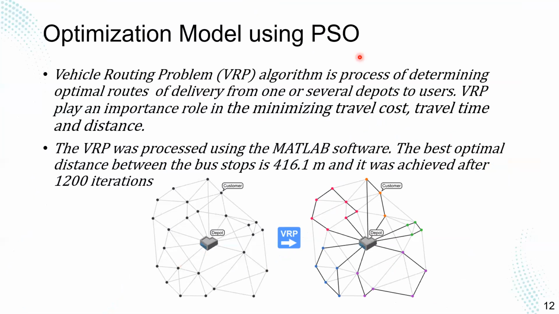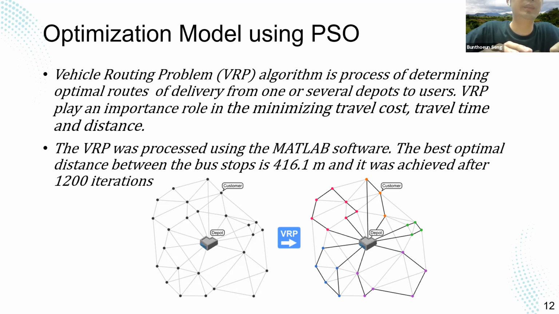So now I would like to start with the PSO. One sub-algorithm of PSO was used in this case study, which is a vehicle routing problem algorithm. So what is a vehicle routing problem algorithm? It is the process of determining the optimal routes of delivery from one or several depots to users. It is very important in minimizing the travel cost, travel distance, and also the travel time of those points.